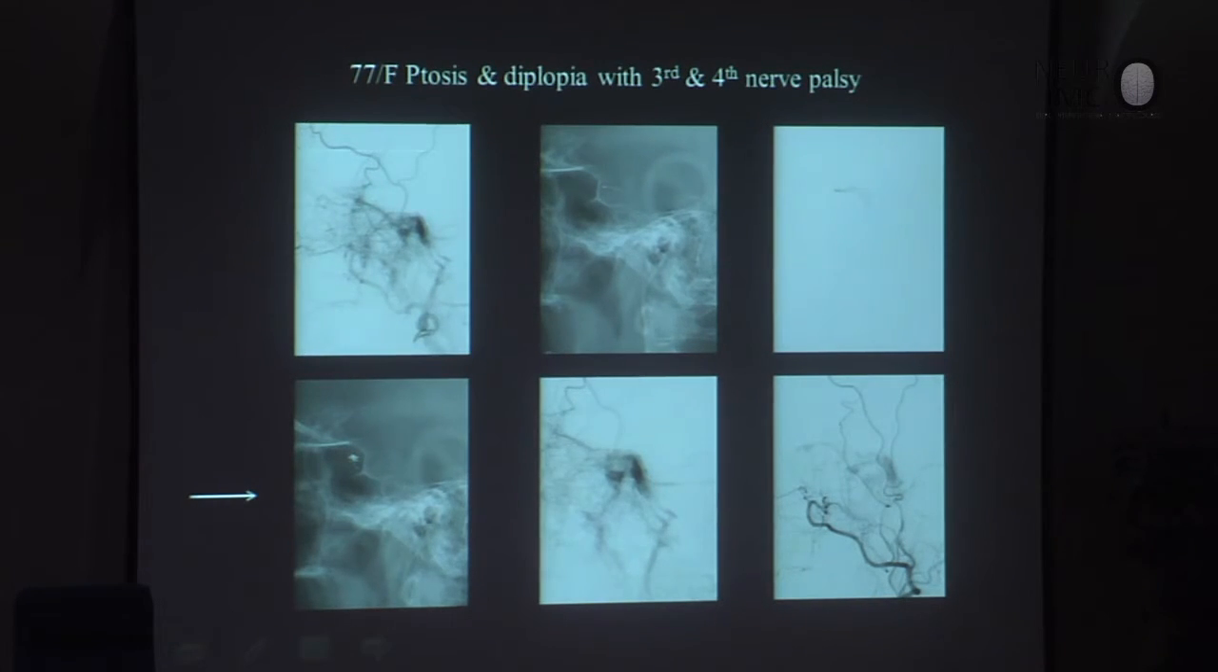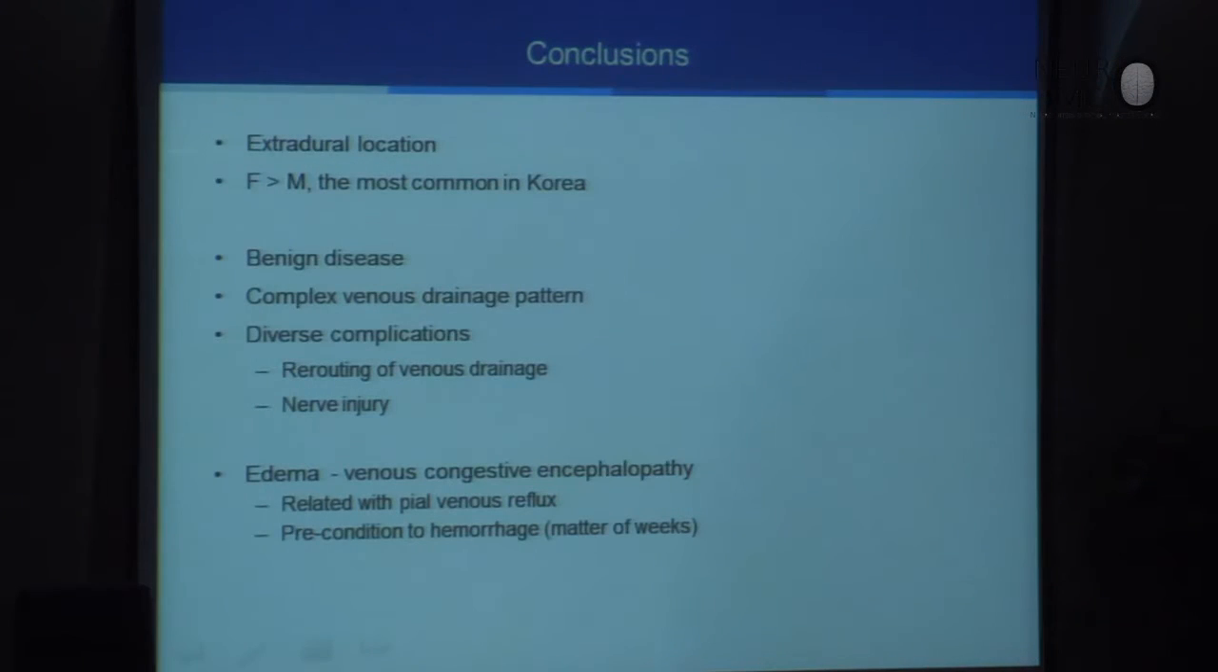That means I thought it is a possibility that the coil went into the optic canal and compressed the optic nerve. Otherwise, it's very difficult to explain. So with transvenous tight packing, when there is resistance, it's better not to induce a tight packing, especially in the proliferative phase. So in conclusion, carotid-derived FAP is in extradural locations, more common in females, and most common in Korea.